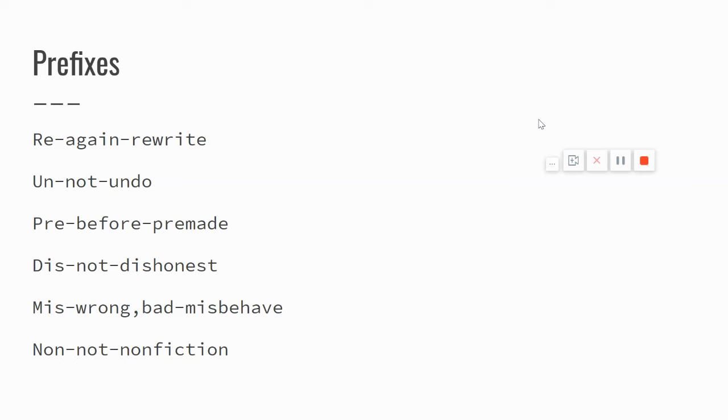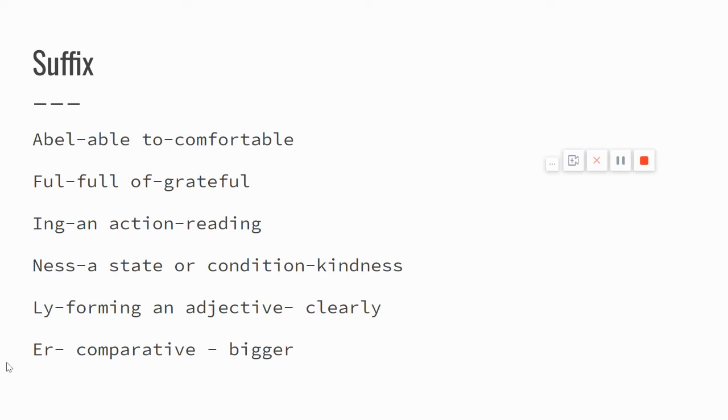Yes. So I have the prefix un, which means not, and a word for that would be undo. Pre is before, as in prefix, because it is before the word. But my example was pre-made. Oh, whoops, ignore that.